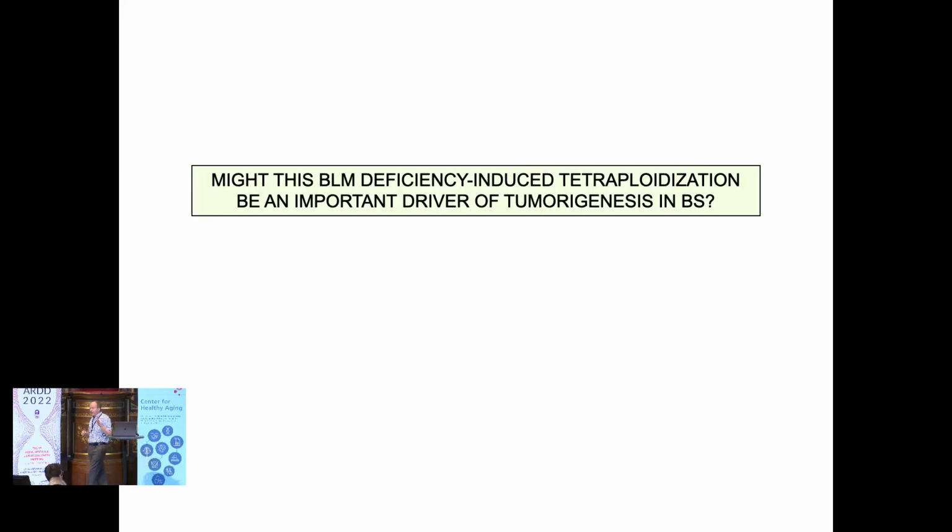So now we've ended up with a situation where we can induce a very high frequency of binucleation, which is effectively tetraploidization. And that led us to hypothesize that this tetraploidization is probably a key driver of aneuploidy in Bloom syndrome cells. Bloom cells are notoriously aneuploid, and Bloom syndrome individuals are, of course, cancer predisposed. And so our argument is that this could be a key driver of tumorigenesis in Bloom syndrome, because it's a way of getting a high frequency of aneuploidy quite straightforwardly, you might say.